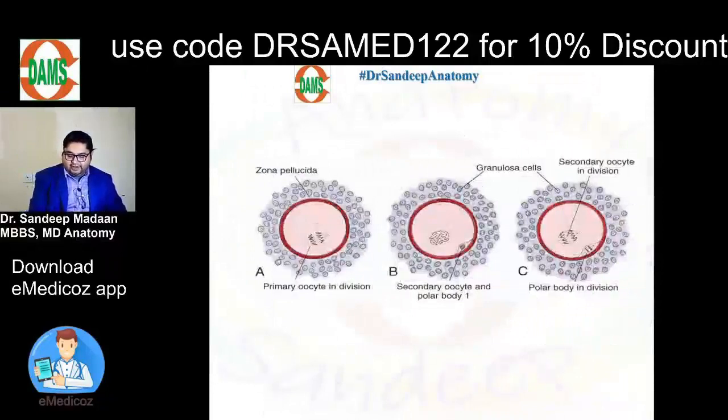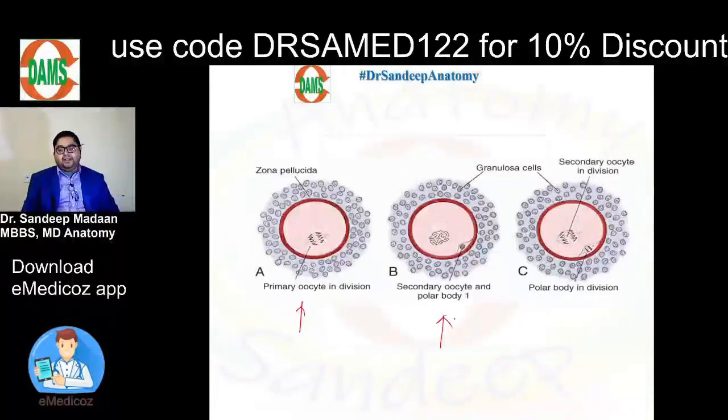So this is our primary oocyte in division. Now this has become the secondary oocyte and one polar body is released. This is the structure which is released. This is the structure which is ovulated. Okay, when we say ova is ovulated, what is ova? Ova is a layman term. In embryology or medically, it is a secondary oocyte in division which is ovulated.